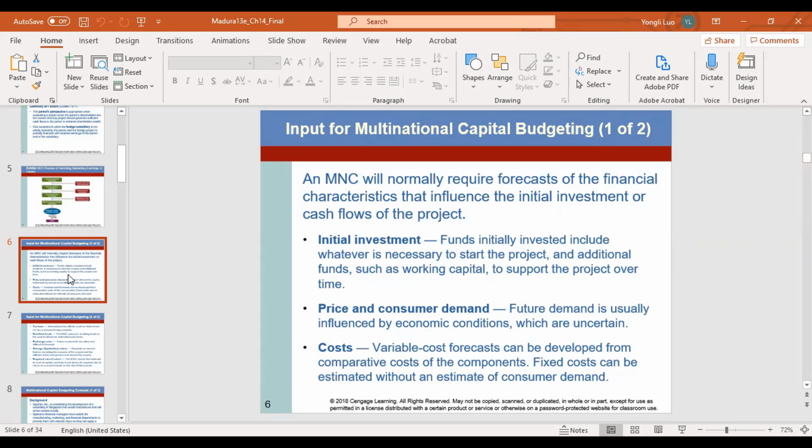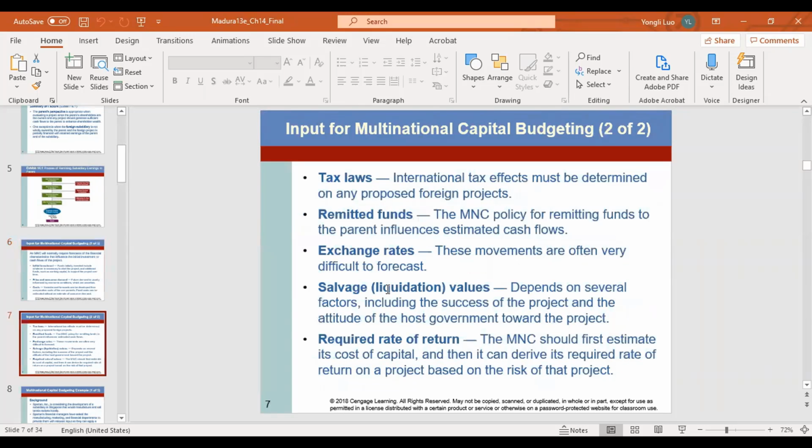So MNCs will normally require forecasts of the financial characteristics that influence the initial investment or the cash flows of the project. Those factors include initial investment, price and consumer demand, costs, tax loss, remitted fund, exchange rate, salvage or liquidation values, required rate of return.